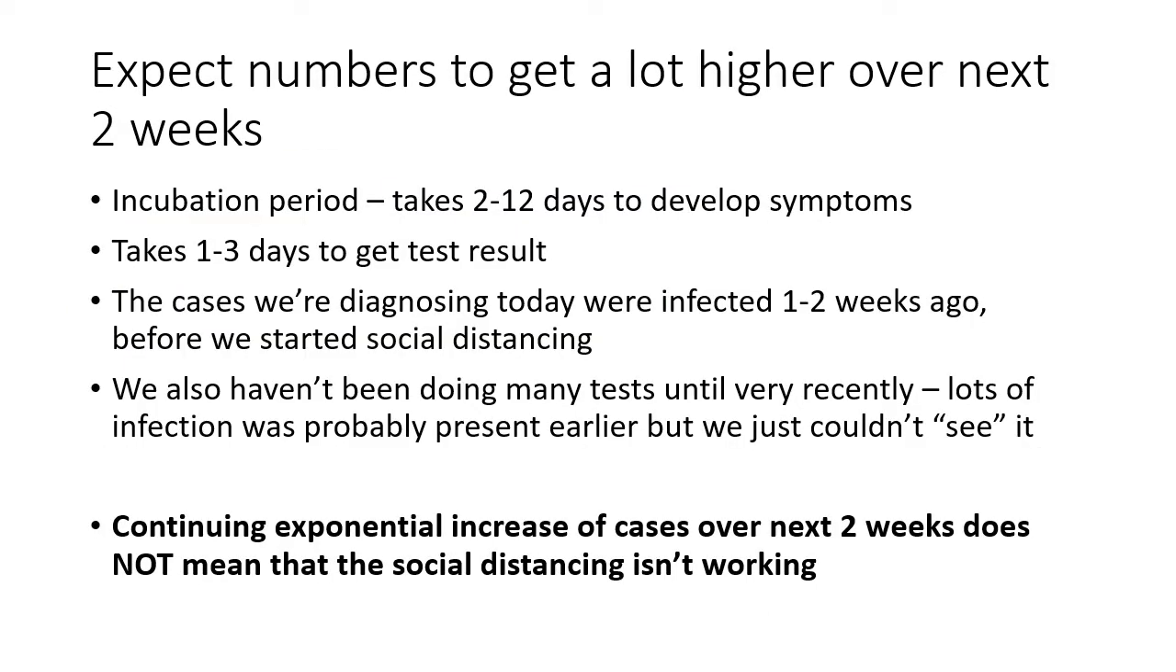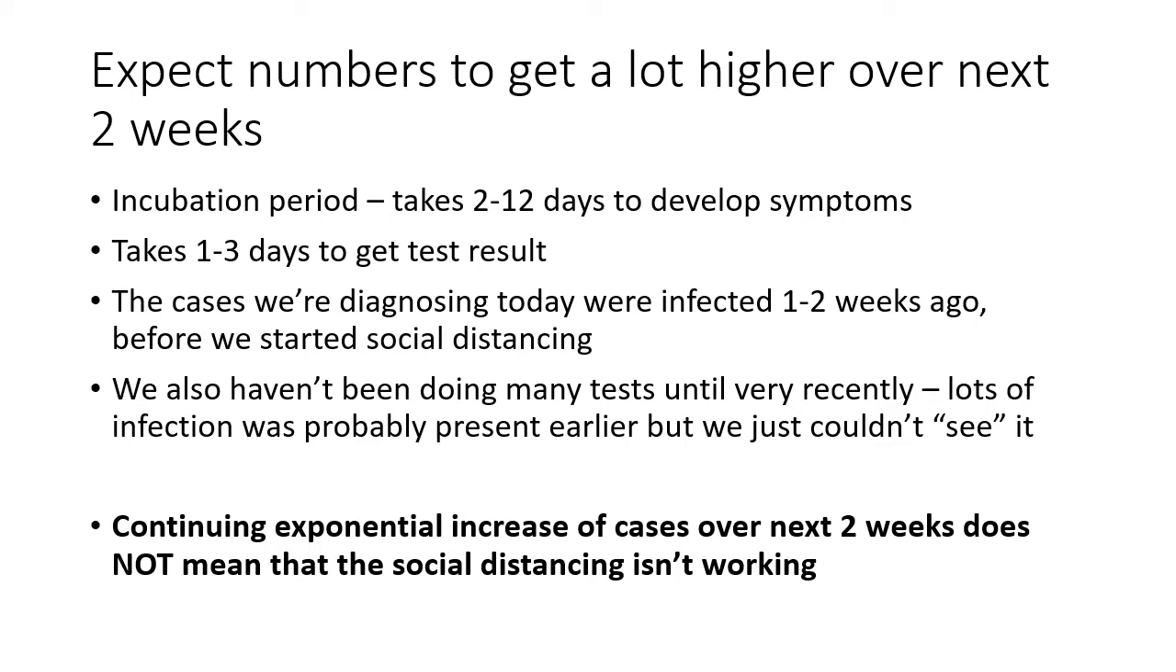I also want you to realize that even though we are doing these extraordinary measures, right? Closing restaurants, closing bars, telling people to stay home, numbers are still going to go up over the next 2 weeks, probably exponentially. And that's because this virus takes about, on average, somewhere between 2 to 12 days for people to develop symptoms. And then it's going to take a couple of days to get a test result. So the people who are getting diagnosed today with a positive test result were infected 1 to 2 weeks ago before we started any of these measures.